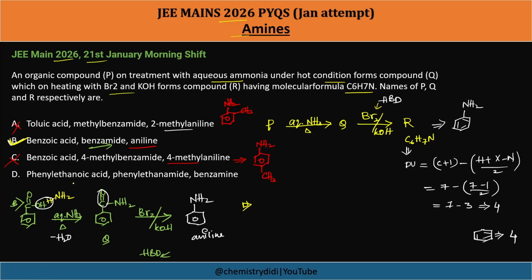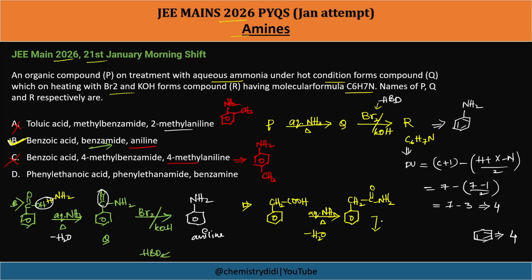Here they have given phenyl ethanoic acid. What is phenyl ethanoic acid? This will be CH2COOH. So this is phenyl ethanoic acid, or else you can also call it phenyl acetic acid. If we do this reaction, first is aqueous NH3. The same thing, just remove water, minus H2O. Here we'll get CH2 and the amide, NH2. You might have understood that one more carbon is extra in this compound. That's why this won't be the answer.